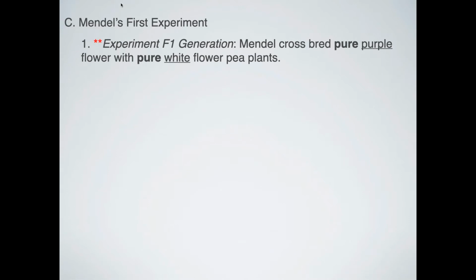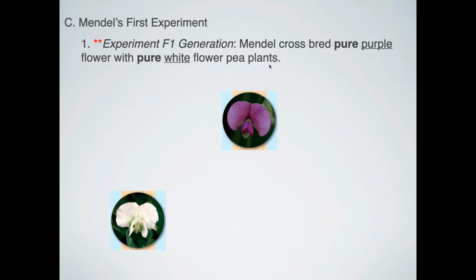So what Mendel decided to do was to crossbreed pure purple flowered pea plants with pure white flowered pea plants. And so this is what the purple flower one would look like. This is what the white flower one would look like, okay? So these are the parents. So we often call this the P generation, standing for parent generation.